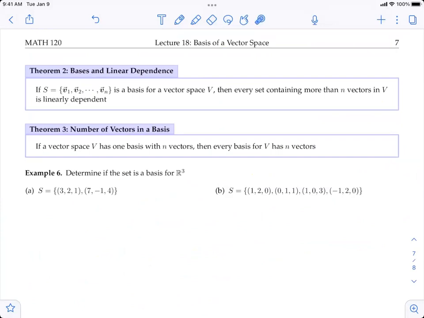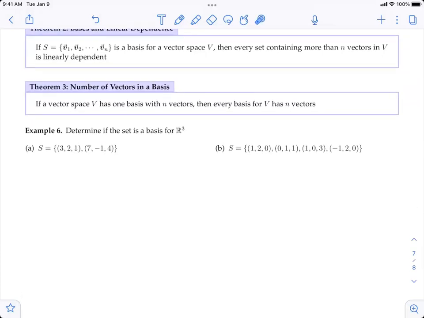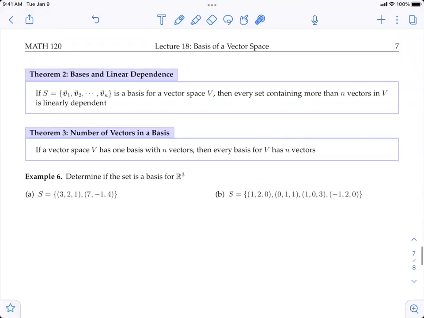So that's why if V has one basis with n vectors, then every basis for V has n vectors. In example one, the standard basis has two vectors, and the non-standard basis also has two vectors. Now example six tells you this. That's the example of a set that cannot form a basis for a vector space.